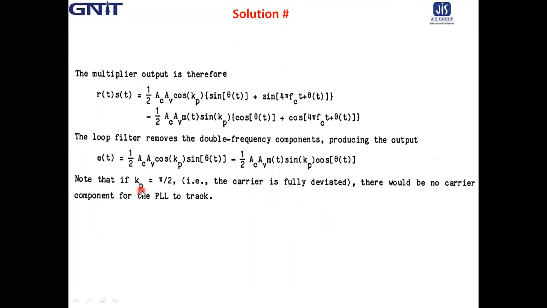Now note that Kp equal to pi by 2. That is, the carrier is fully deviated. There would be no carrier component for the PLL to track.